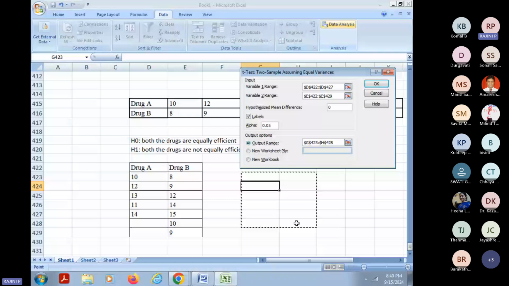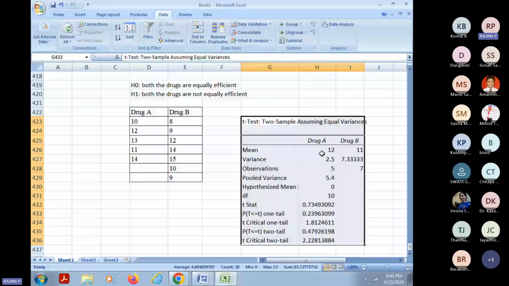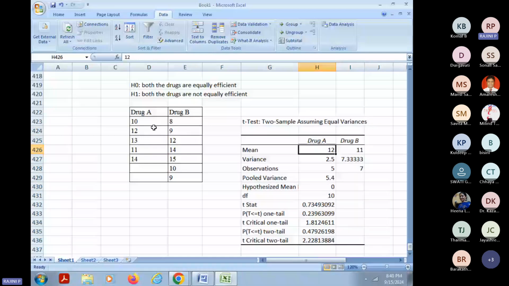Okay, so this is the result we got. From this one, what do you understand? That is the inner data. In drug A, the mean, the average of the first drug A people, is 12. Average of drug B is 11. And then the variance values and observations. In the first set, we have 5 observations. In the second drug, we have 7 observations.